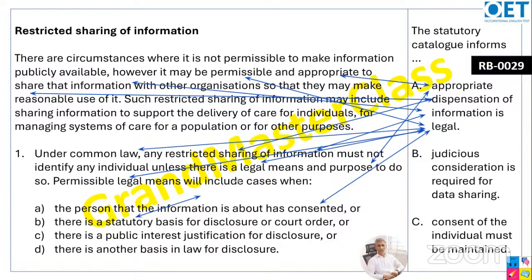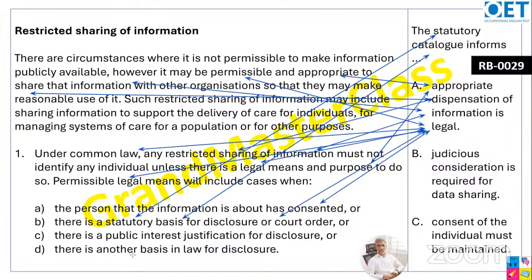Statute is here. Statute means legal. Basis. Okay. Catalog. Court order means legal. Okay. Court order means legal.